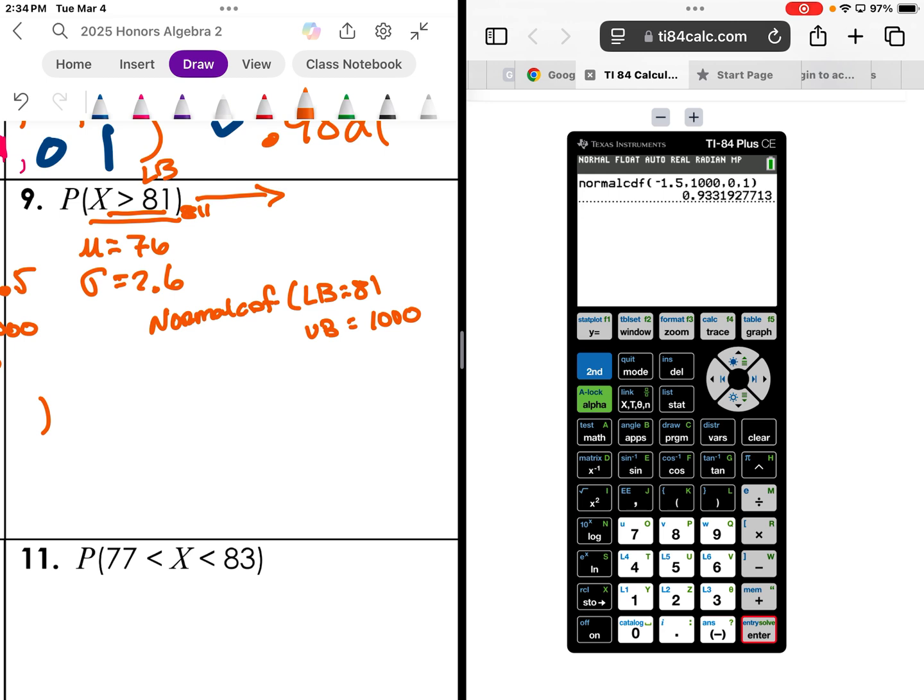As I go through there, my mean again, we have to use the actual. So the mean is equal to 76, and then the standard deviation is 2.6.